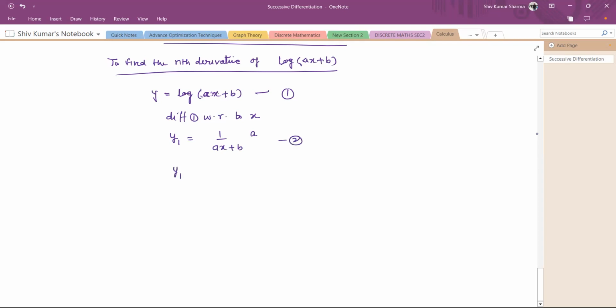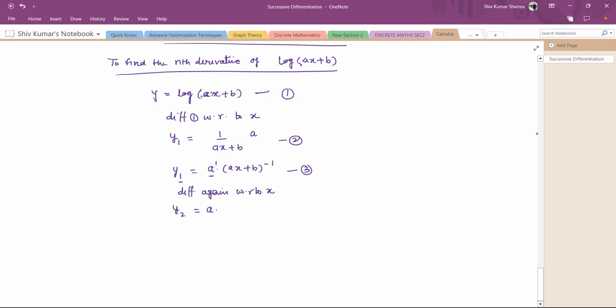Now we can write this equation in this way: a into ax plus b raised to the power minus 1. Previously we have studied the nth derivative of 1 upon ax plus b. In a similar way, we have the first derivative, that means y1. The coefficient a has power 1, and the power of ax plus b is also 1. So now differentiate again with respect to x. We write down y2.